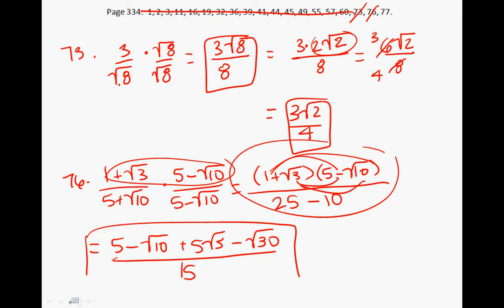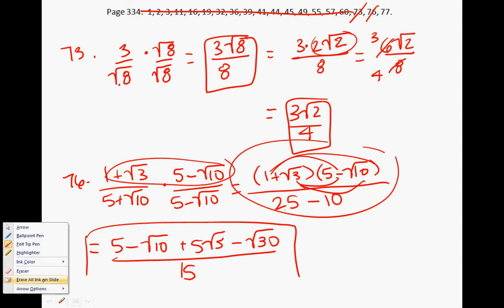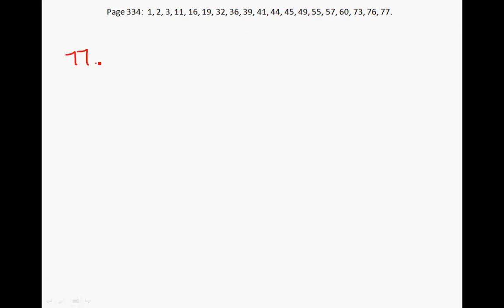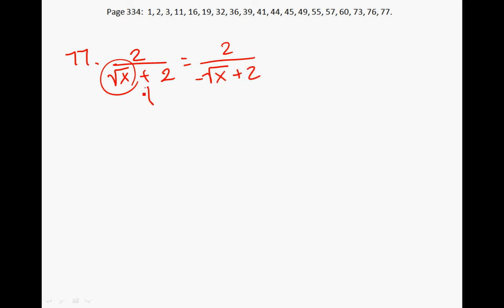Okay, and then we'll now do the last problem, number 77. So 77 says 2 over square root of x plus 2. So again, we want to get rid of this square root. So we're multiplying by the negative of that.